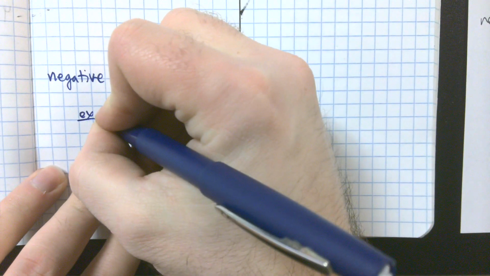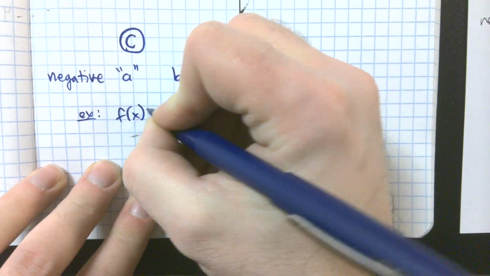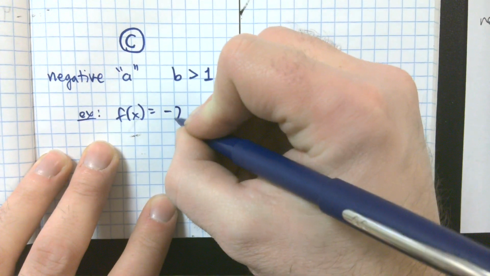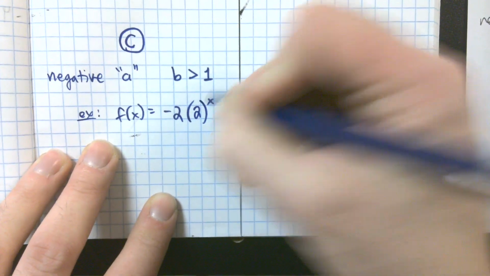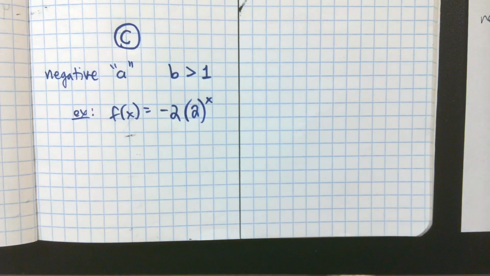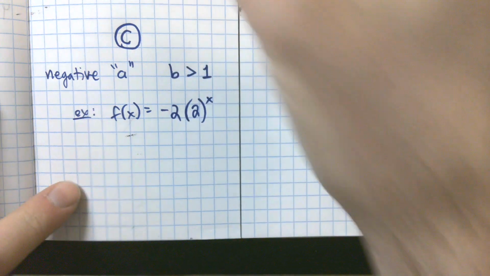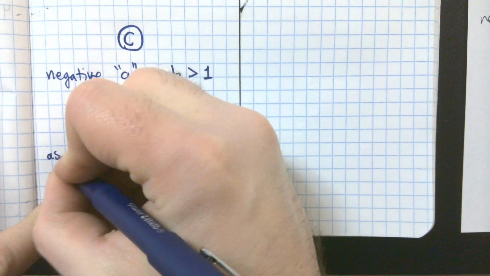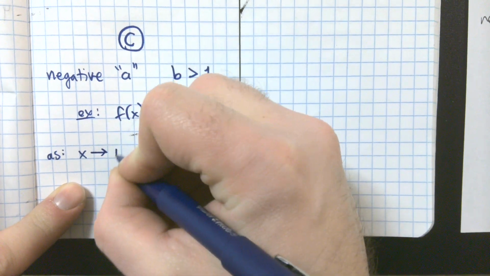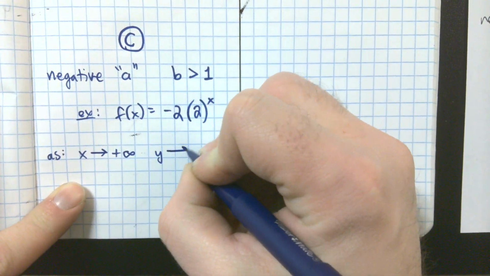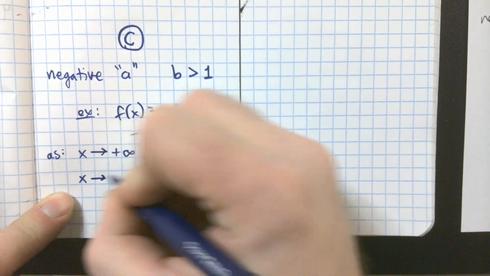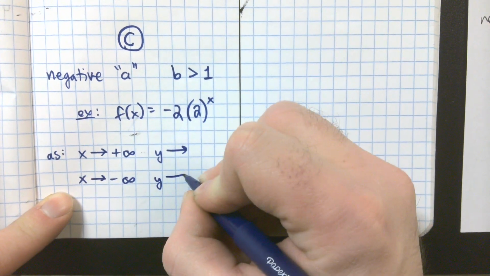For example, f of x is equal to negative 2 times the quantity of 2 to the power of x. Now this is what we saw on number 2 in our warm-up, right? We had the negative 1 in front and then my base to the power of x. Let's figure out what our end behavior is going to be here. As x approaches positive infinity, y approaches something. As x approaches negative infinity, y approaches something.